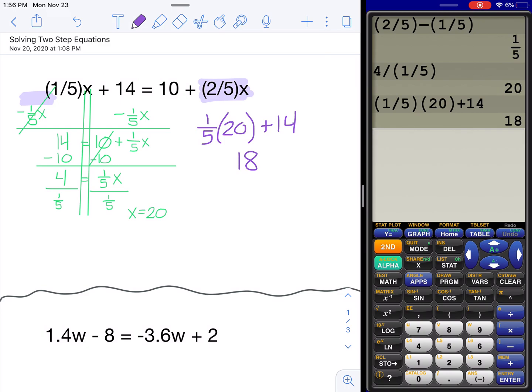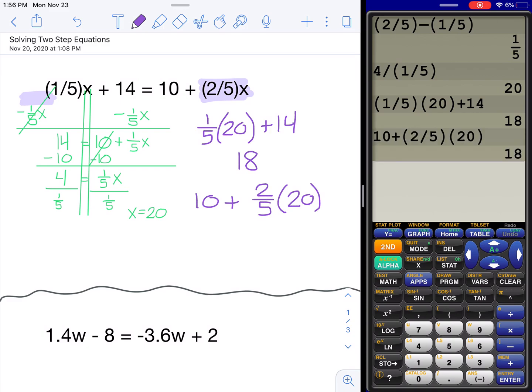I'm going to do the same thing to my right-hand side. So 10 plus 2/5 of 20. 10 plus, use my parentheses to get my fraction, use my parentheses again when I plug in my variable, and I got 18 again. So 18 is the same as 18. I have checked and confirmed that x is indeed 20. So don't get freaked out by fractions and decimals. They're just numbers. We have a calculator. You'll always have a calculator when you're solving these problems, so use it.